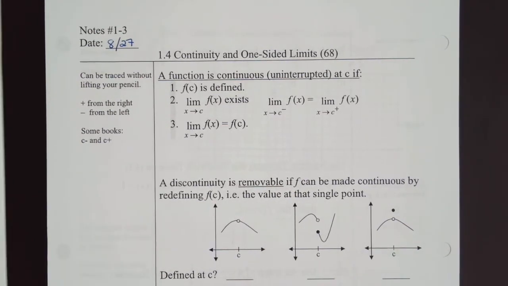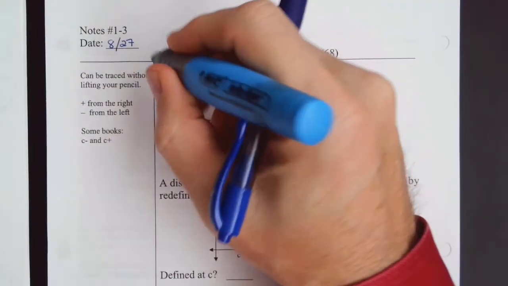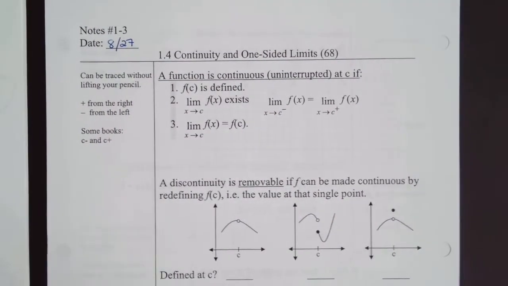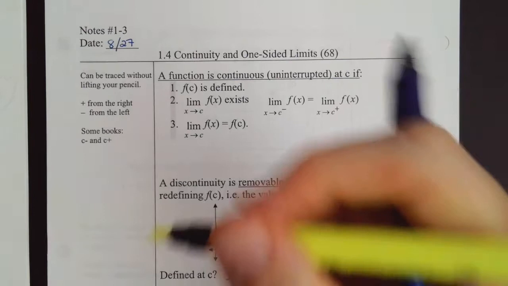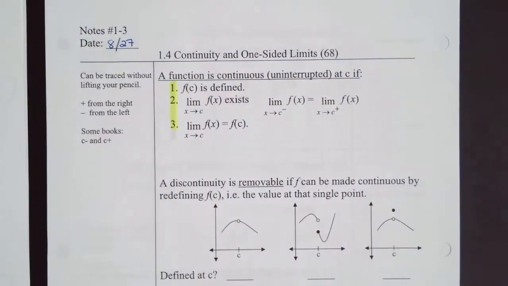Alright, continuity and one-sided limits. A function is continuous, uninterrupted, at C if these three things apply. To prove something's continuous, we have to show all three of these things.